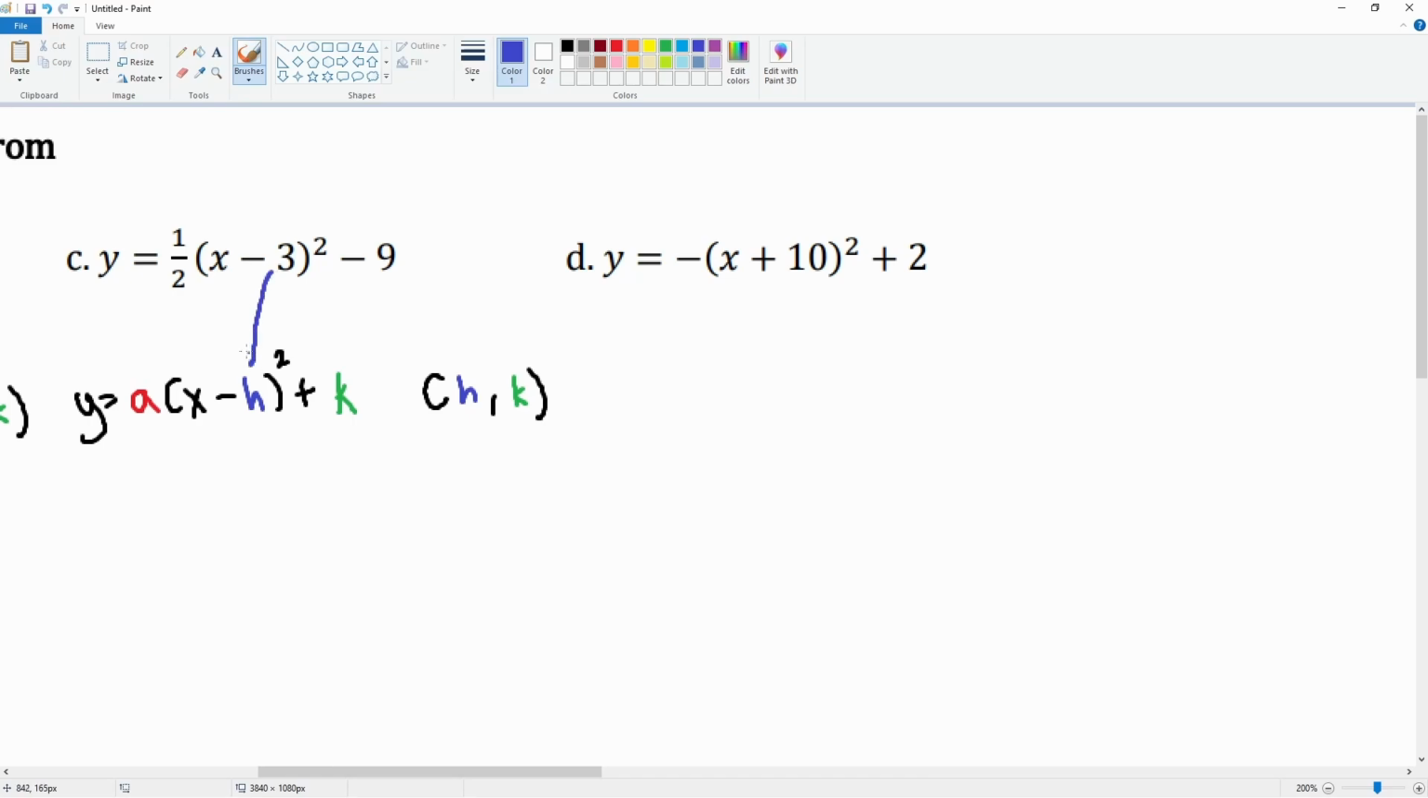This is h. Do you see how the negative is already there? So we can say h is equal to 3. Here's the k, but do you see how there's a negative? So k is going to be equal to -9. So we can say that the vertex is going to be h, which is 3, and k, which is -9.